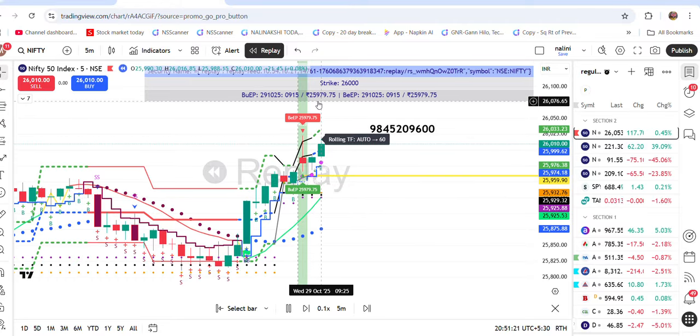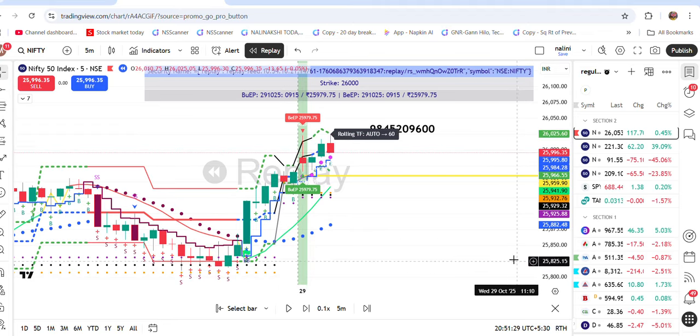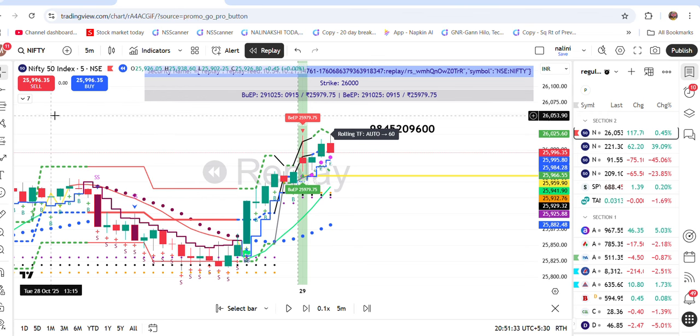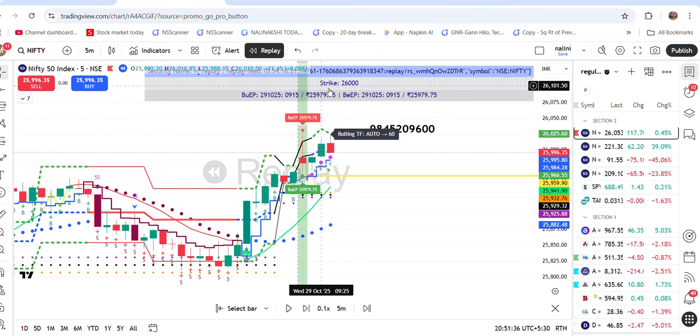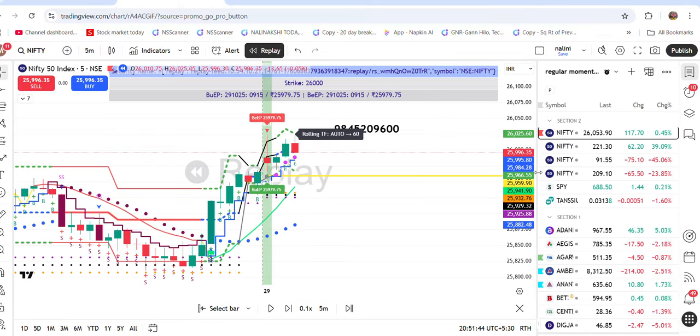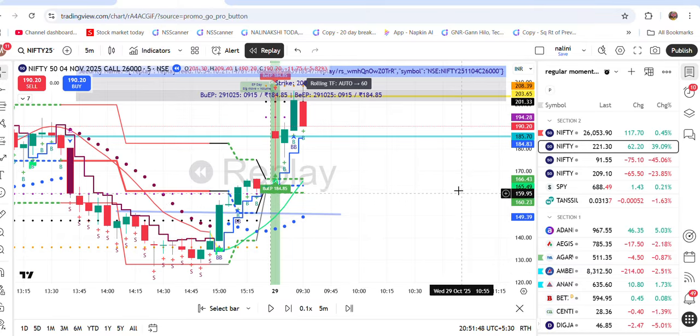The price was 25,979 at that time. Now, let me stop it and I'll show it to you. Let me go to the call option. It is suggesting 26,000 call option as well as the put option. If I come over here, I've already added this. This is the 26,000 call option.